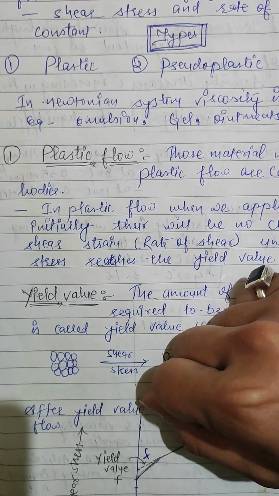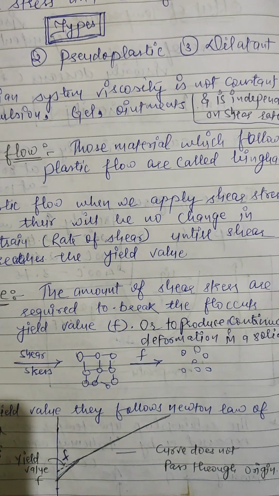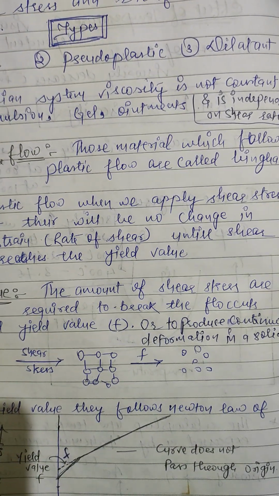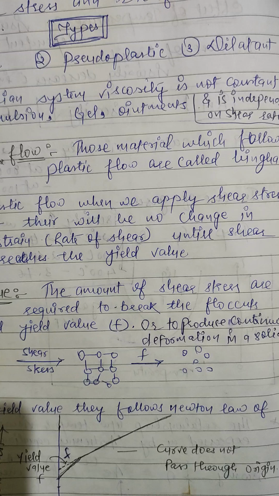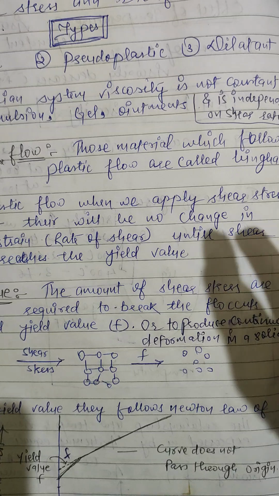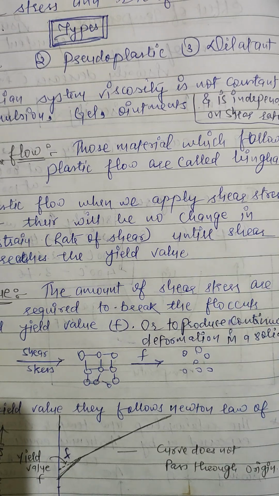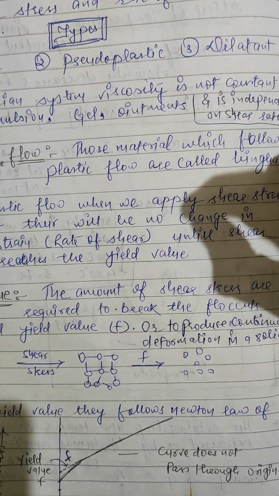The first one is plastic flow. Now, what is plastic flow? Those materials which follow plastic flow are known as Bingham bodies. These are also known as Bingham bodies. How will they show plastic flow? In plastic flow, when we apply shear stress, initially there will be no change in the velocity or viscosity of that particular fluid until a small amount of yield value is applied on it.